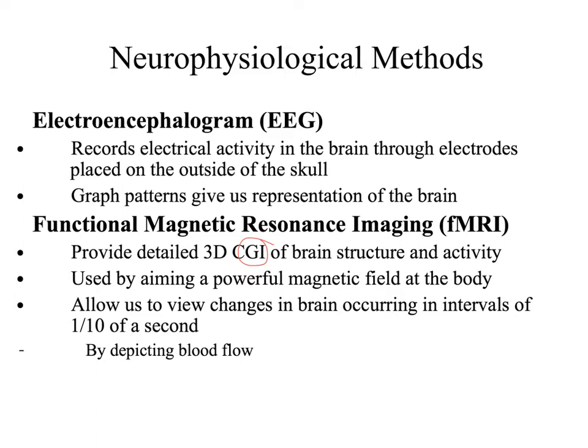We make use of powerful magnetic fields that allow us to view the changes in the brain as they occur in intervals of 1/10 of a second. And this is seen and captured not with electricity as with the EEG, but it is depicted through blood flow. Blood flow basically is what brings different levels of oxygen into the brain that signifies that the brain is active whenever stimulated with different items or pictures or smells or anything that could activate the brain.